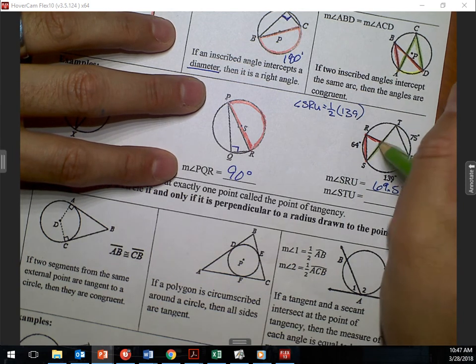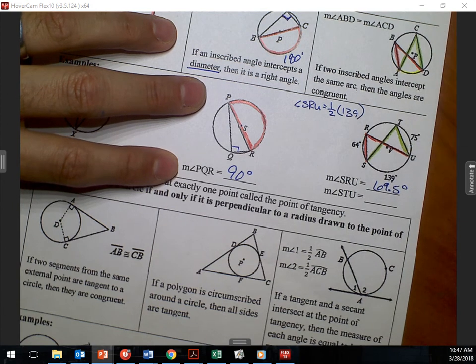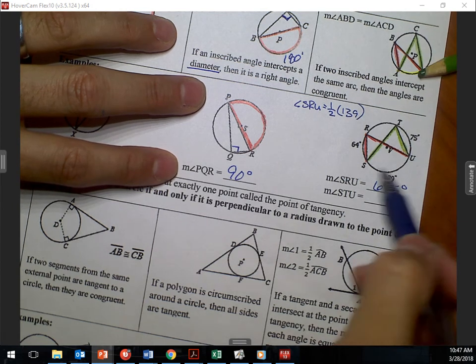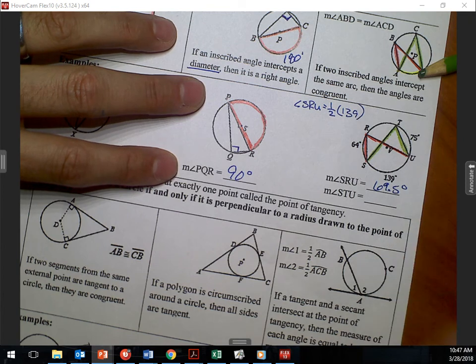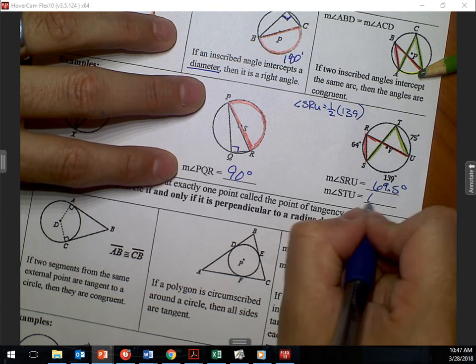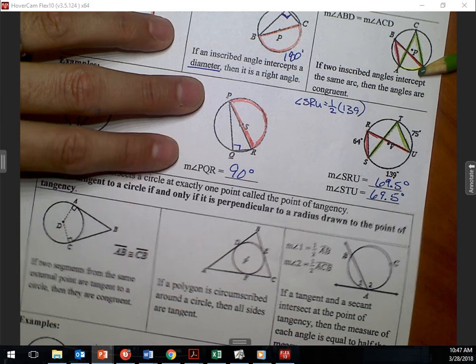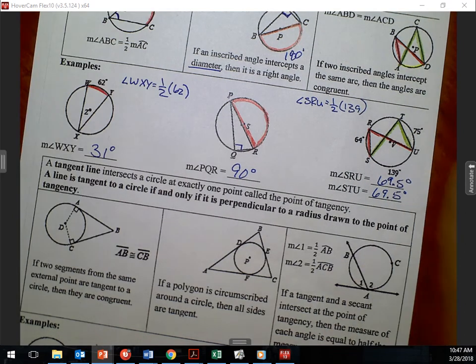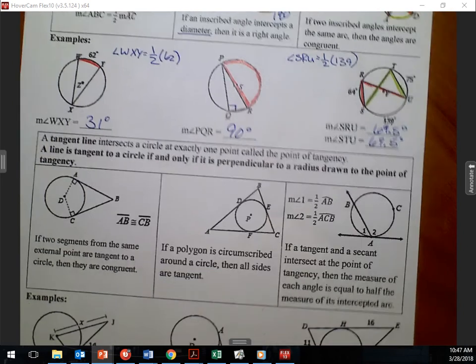Now, STU, S to T to U. It has the same arc, doesn't it? Do I need to do the math? They are congruent. So this is 69.5 degrees. Easy enough? Okay, so let's keep going.